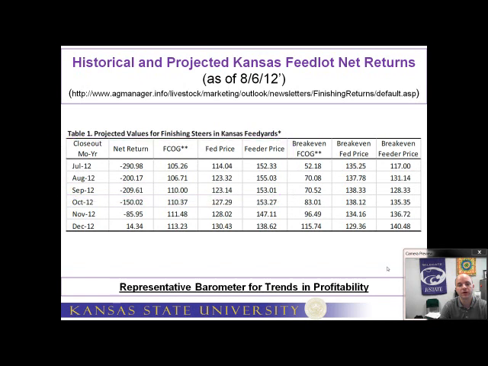In addition to our calculated cost of gain, feeder price, fed price, you'll see the last 3 columns in these tables indicate what the break-even values of those 3 measures would be. This is important because we have a process in place, and again you can read details here. The website is noted on this slide of how we calculate cost of gain, how we calculate fed prices going forward, and so forth, and that may not match any one operation.